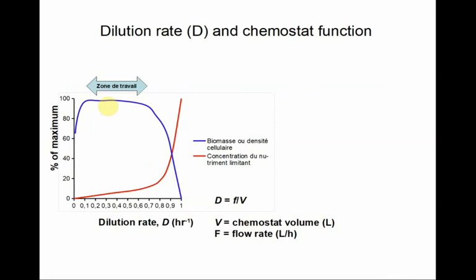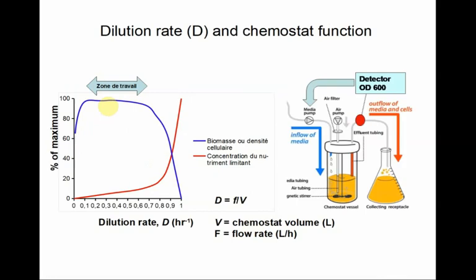Real life doesn't work like that. So what generally happens is you've got some kind of detector that can control the pump here, which is going to change the dilution rate according to the optical density of the bacteria.